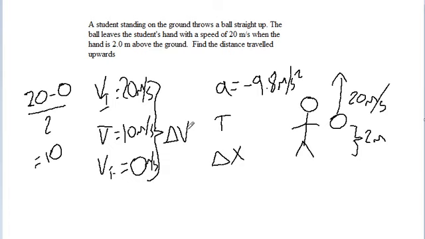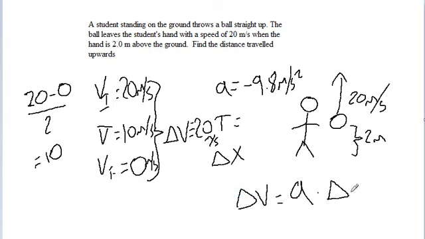So now we have our change of velocity, which is negative 20 meters per second, as we take the velocity final and subtract the velocity initial from it, giving us negative 20. Our time we can calculate by using our change of velocity and our acceleration. The formula for this is change in velocity is equal to acceleration times change in time.